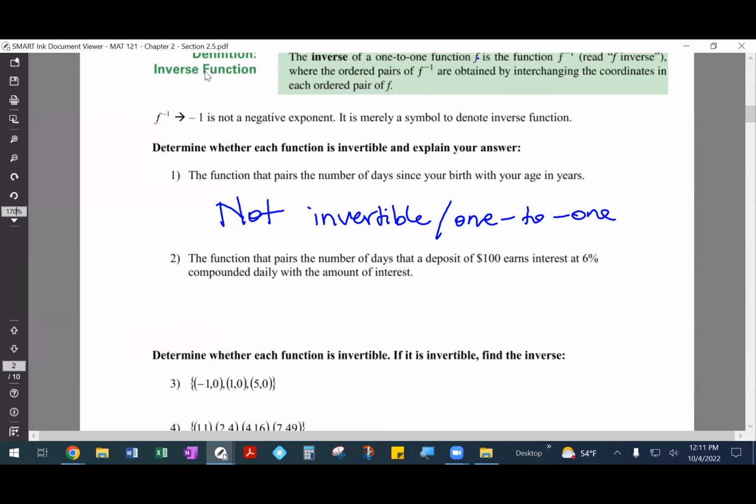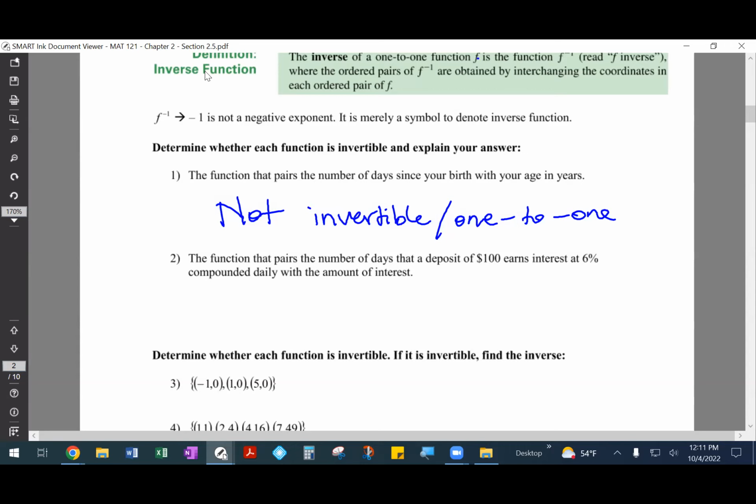Now, the second one is kind of using the same idea of number of days, but they are saying this function is pairing the number of days that a deposit of $100 earns interest at 6%, which is compounded daily. And by compounded daily, we're basically saying your interest is being calculated every day. So you're taking the number of days that we leave this money in the account with the amount of interest your deposit earns. So the number of days and the amount of interest, will that be a unique relationship?